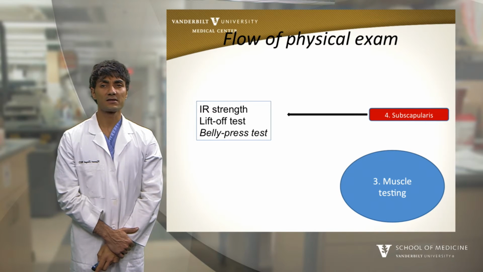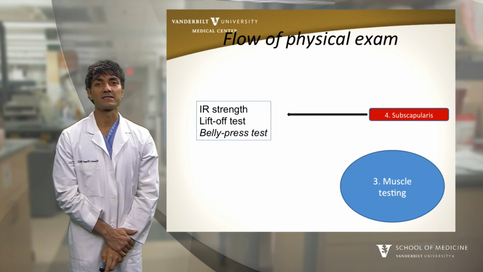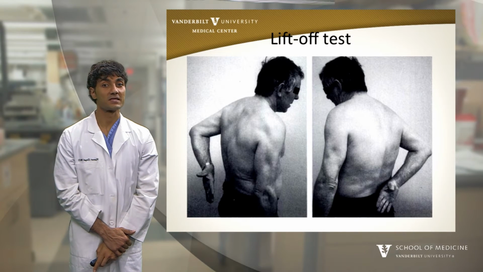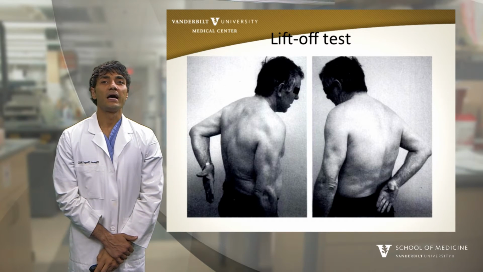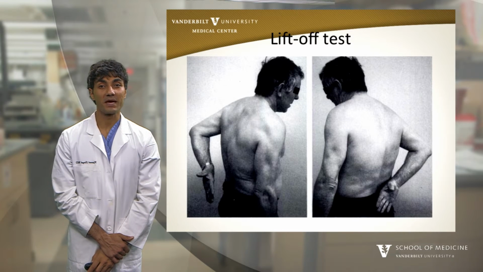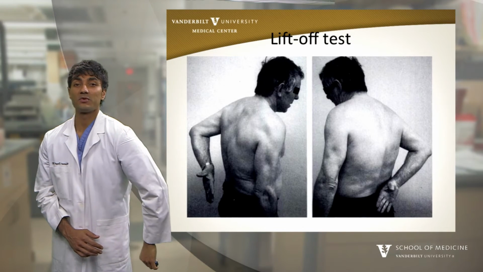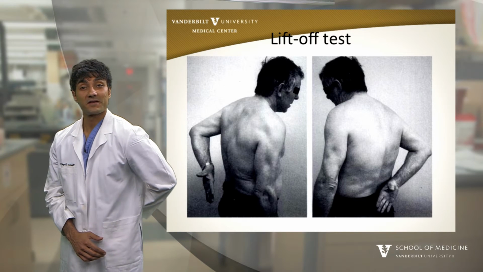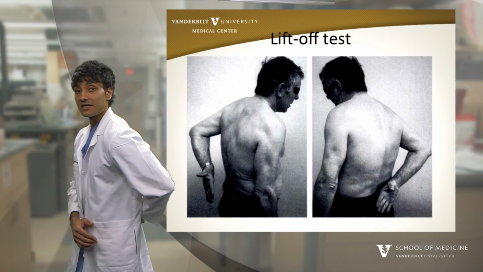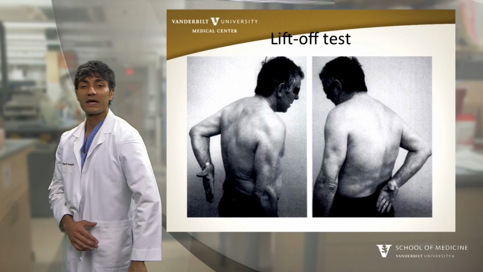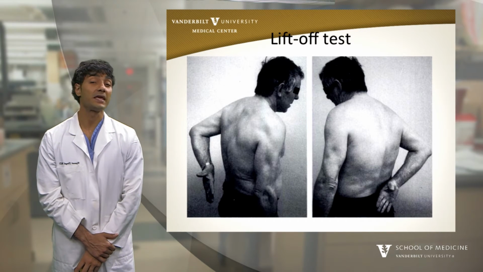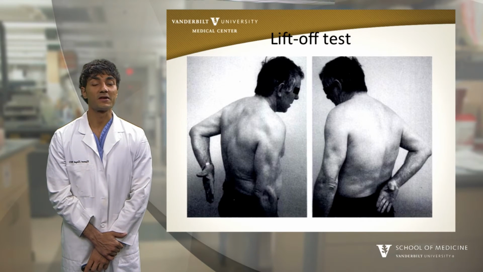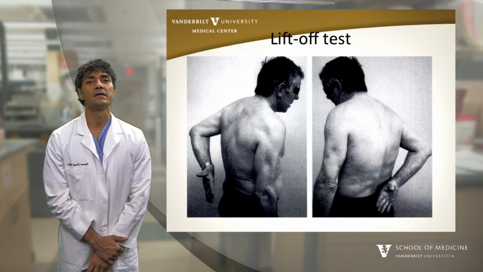There are two tests, one called the lift-off test, as I'll show you here, and the second one is the belly press test, which also evaluate for the subscapularis. In the lift-off test, you have the patient internally rotate the humerus and put the dorsum of their hand along the lumbar spine, and then you have them lift it off their back. This lift-off motion really requires your subscapularis muscle to be intact. If they cannot perform this, the case probably is that there is greater than a 75% tear in the subscapularis muscle.